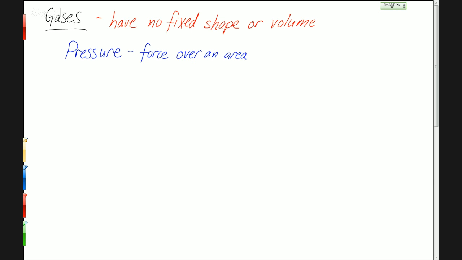So pressure is the force over an area, which means pressure units are always going to be something about that force over the area. Does anybody know a unit of pressure? What is a measurement of pressure? What is a unit that we use to measure pressure? PSI. PSI is one. Have you heard of that one? What does PSI stand for? Yeah, pounds per square inch.